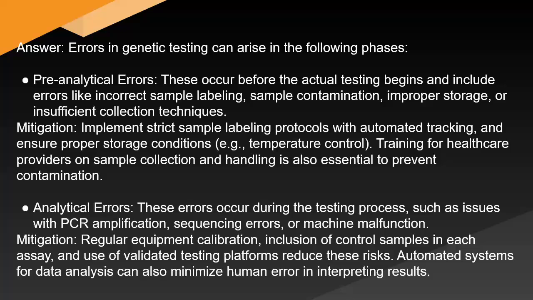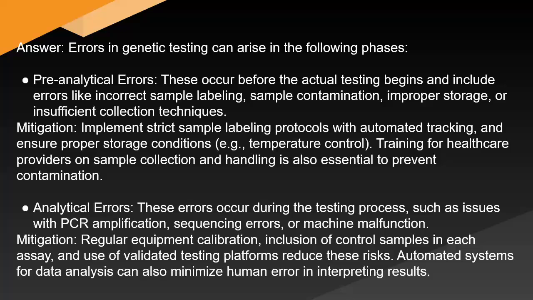temperature control. Training for healthcare providers on sample collection and handling is also essential to prevent contamination. Analytical errors. These errors occur during the testing process, such as issues with PCR amplification, sequencing errors, or machine malfunction. Mitigation. Regular equipment calibration, inclusion of control samples in each assay, and use of validated testing platforms reduce these risks.